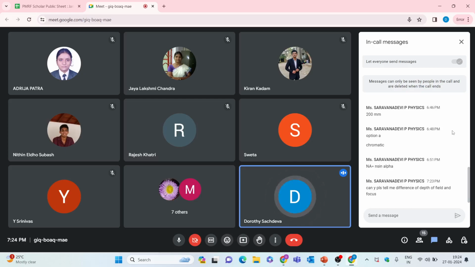Can you please tell me the difference between the depth of field and depth of focus? So basically, the depth of field is used for the object. That means in which range we can, like I showed you my slide, no? Just now, let me share my slide.